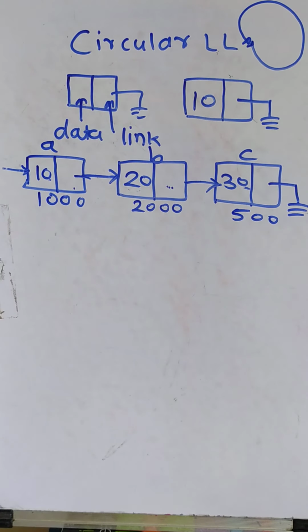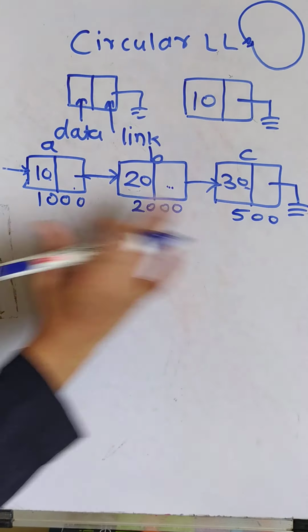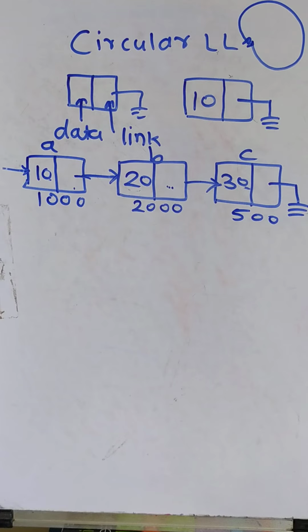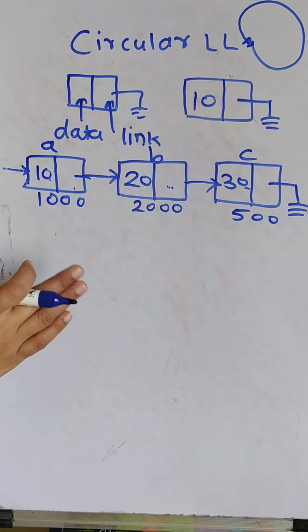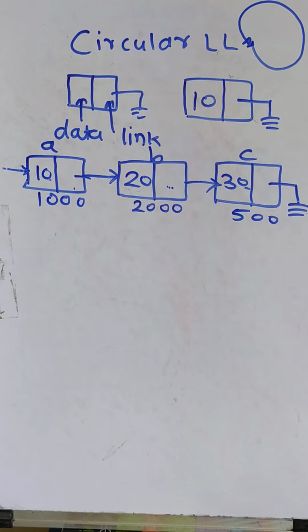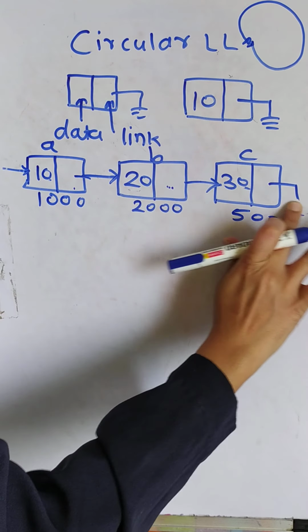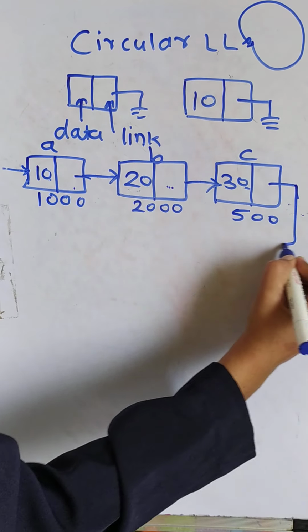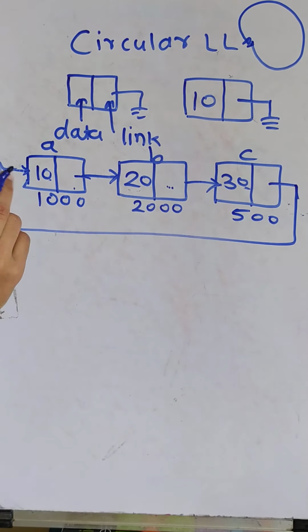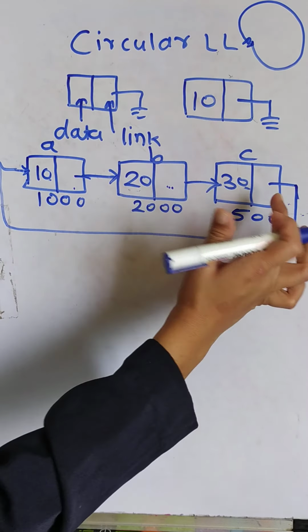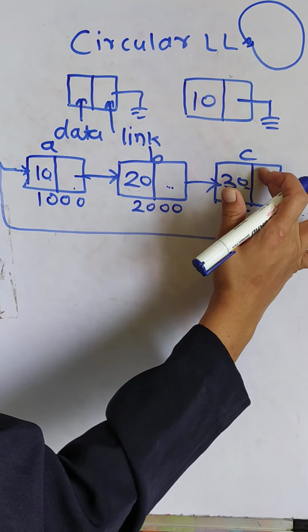Circular linked list: how to convert it? This is your linked list. We know how to create the node and how to create the linked list. Now we will see how to convert this linked list into the circular linked list. In a circular linked list, the last node is connected back to the first node. This is your last node, and it is again connecting to the first node. This is your circular linked list. Previously we were giving the end here.